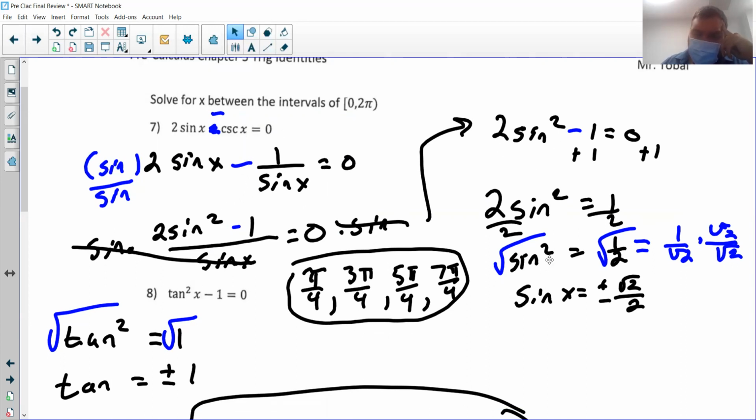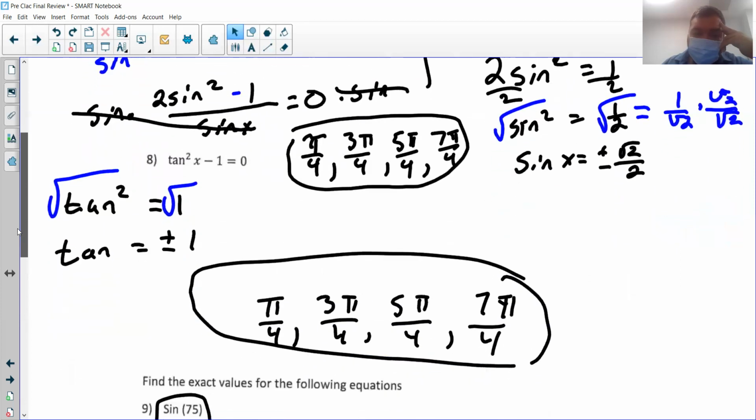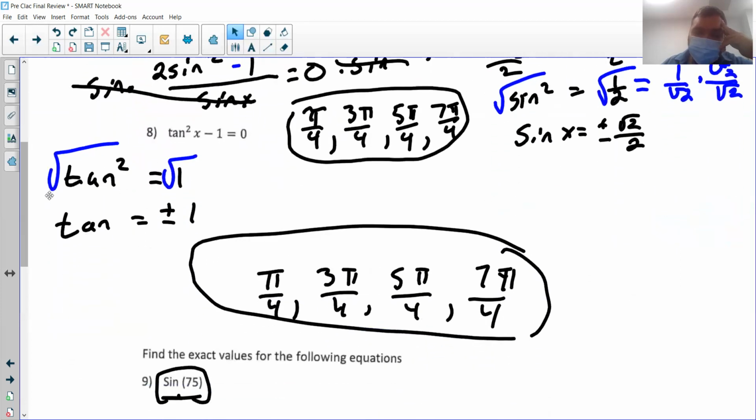Either way, you get in a situation where you get sine x equals plus or minus √2 over 2, and that's all the 45-degree angles. This one, much easier than the previous one. Again, all the 45-degree angles.